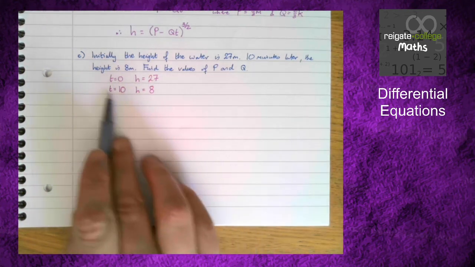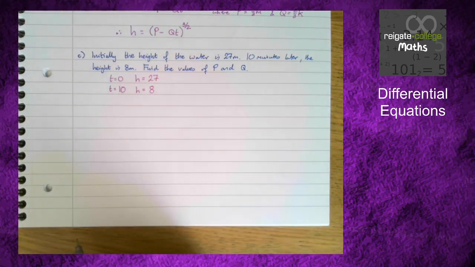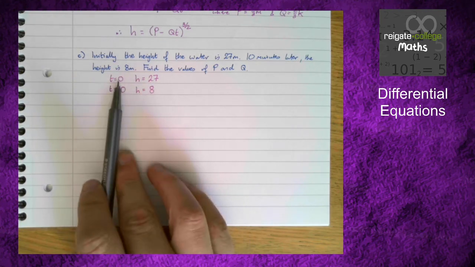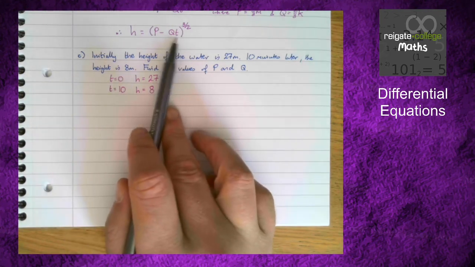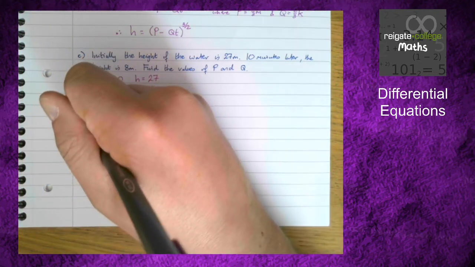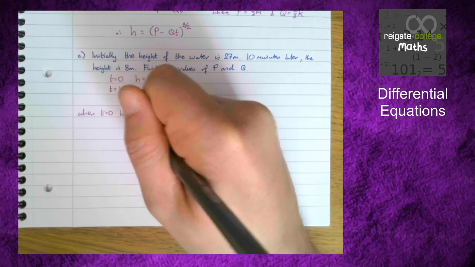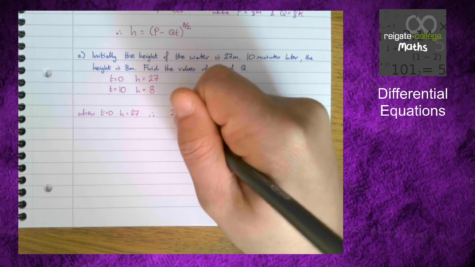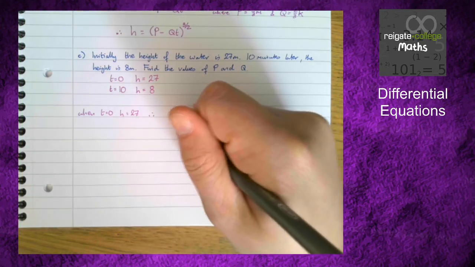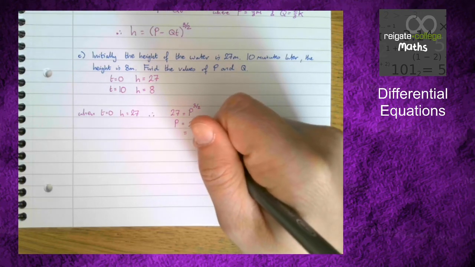So we now have two boundary conditions here, and we're going to use them to find P and Q. Which one should we use first? Well, it's this one. Why should we use it first? Well, because T is 0, which means this term with Q is going to disappear. So when T equals 0, H equals 27, which means that 27 equals P to the 3 over 2. So P is 27 to the 2 over 3, which is 9.